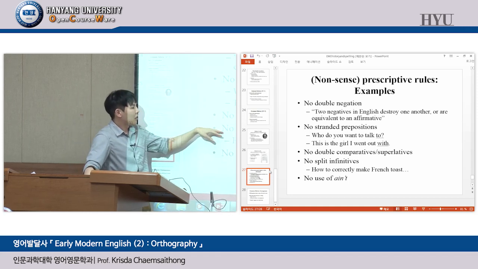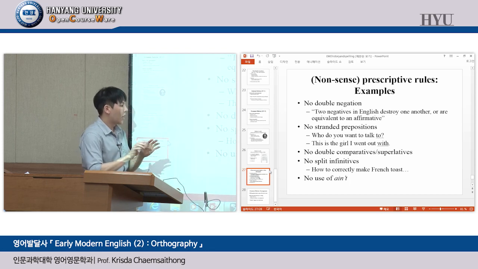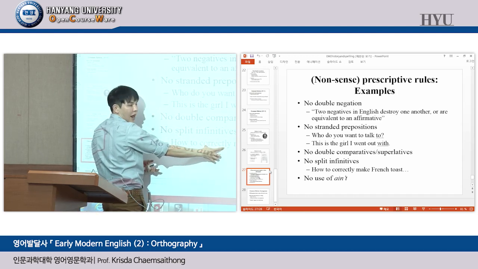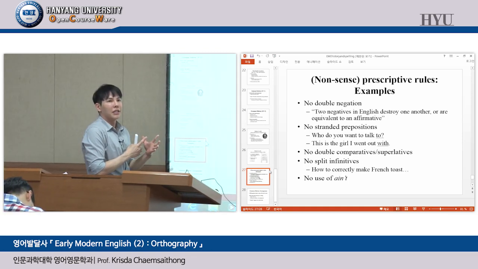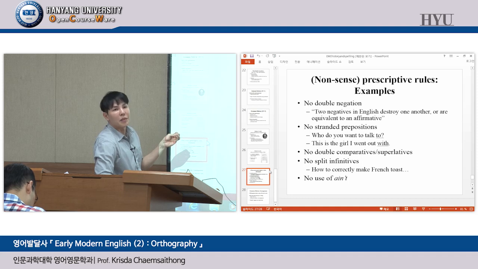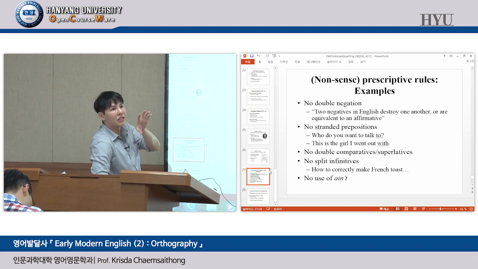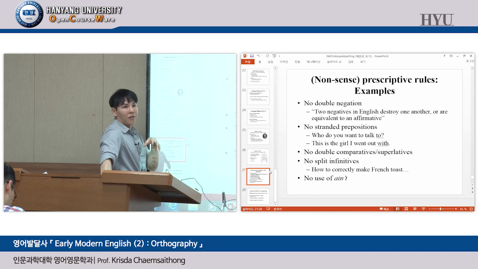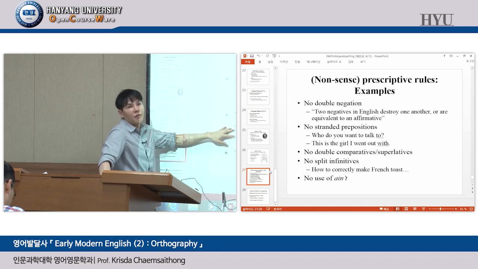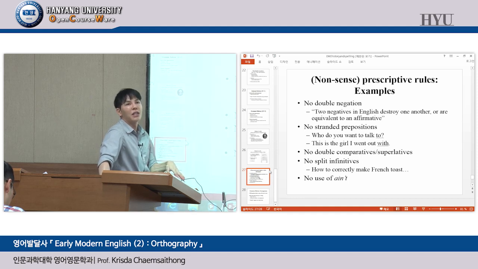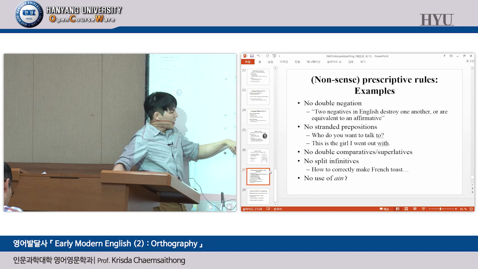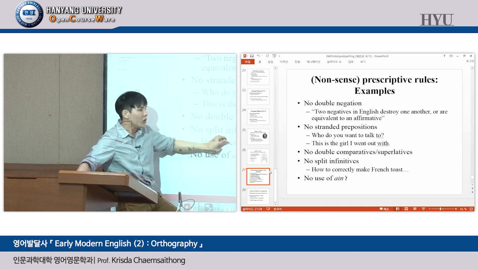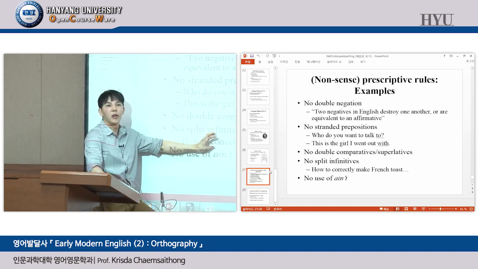However, Lowth said that the infinitives cannot be separated. Like the word to and the word make cannot be separated by anything like an adverb here, right? Because in Latin, just like Old English, the infinitive cannot be split because it's the ending, right? Lufian in Old English, -an cannot be split, right? So this is the same as Latin because Latin has a lot of inflections. So in Latin, you cannot split the infinitive. So in English, you cannot split the infinitive too, according to Lowth. So this is wrong: how to correctly make French toast. This is wrong because the word to and the word make are separated by the adverb correctly, right?